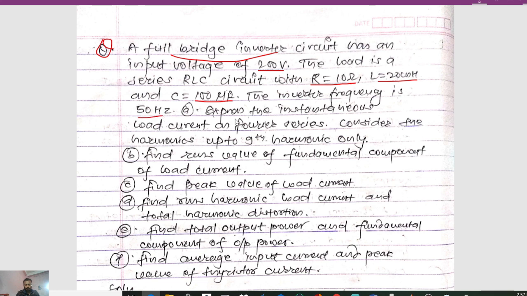In this question, we have to express the instantaneous load current in Fourier series and consider harmonics up to the 9th only. Previously we considered up to the 7th, and right now in this question it is said to consider harmonics up to the 9th. We also have to calculate the RMS value of the fundamental component of load current, the peak value of load current, the RMS harmonic load current and the total harmonic distortion.